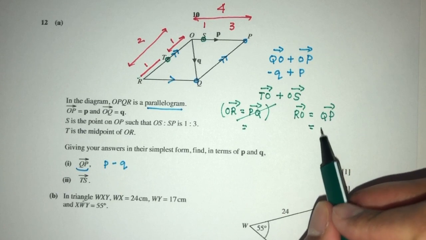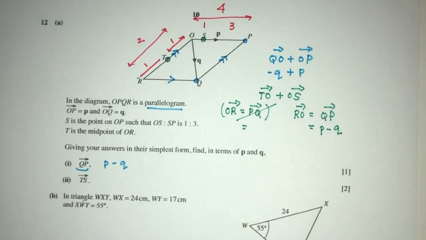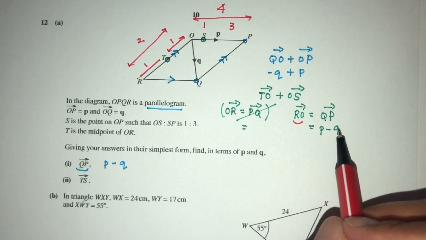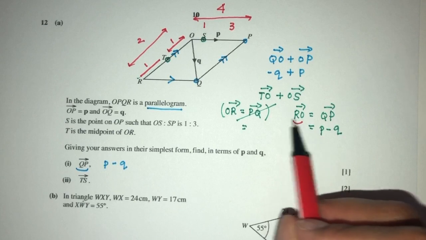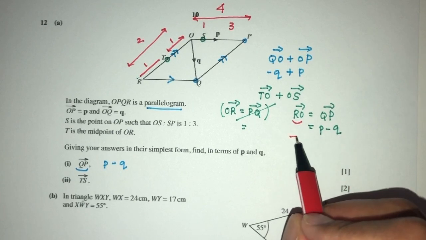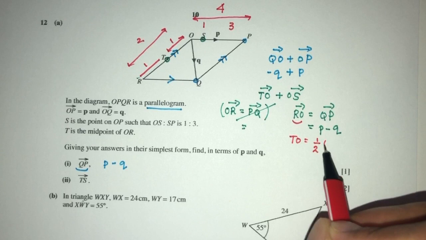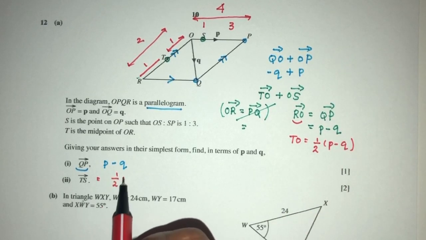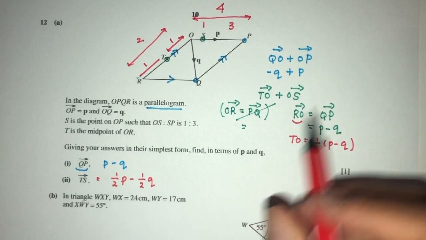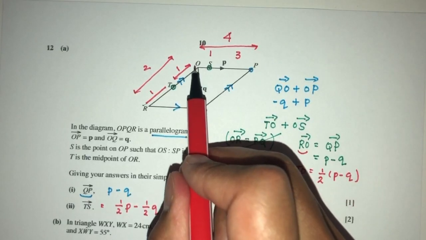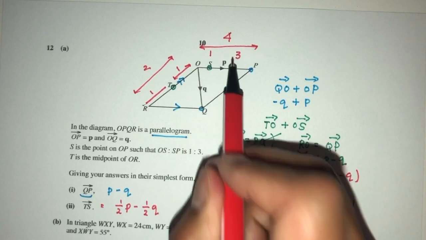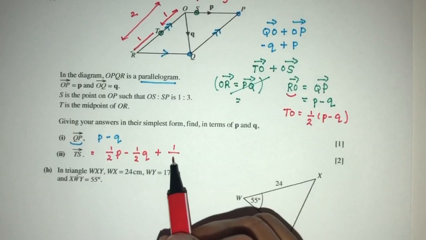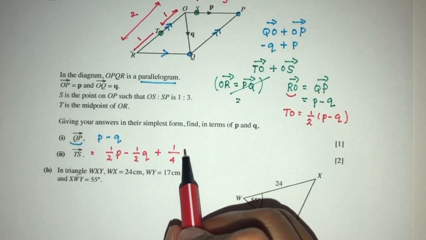Now QP will be P minus Q. Now we know that this is also the same as this. Now given that T is halfway, is the midpoint of RQ, so TQ has to be half of this. So replace, that will be half P minus half Q. Now plus OS. OS is 1, 2, 3. So plus OS is 1 over the everything will be 4 times P, that will be this one, OP.